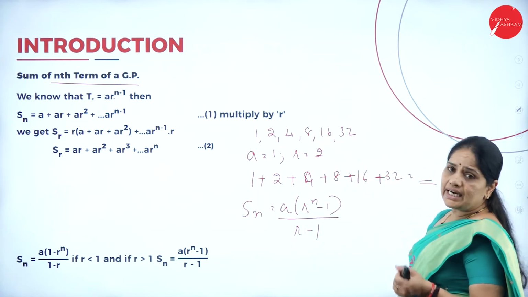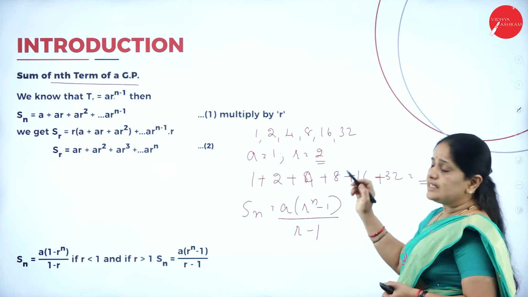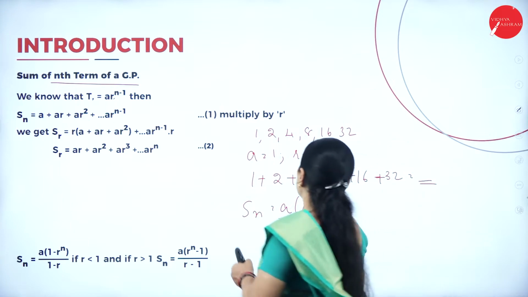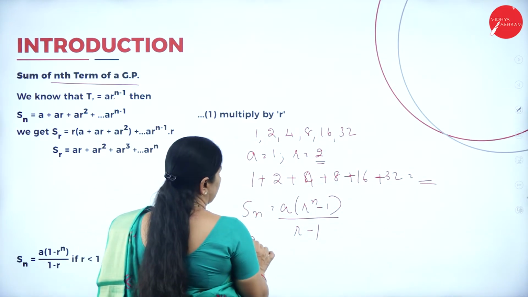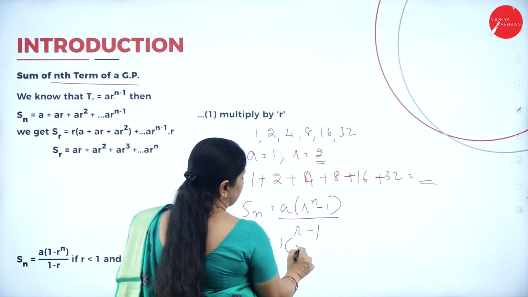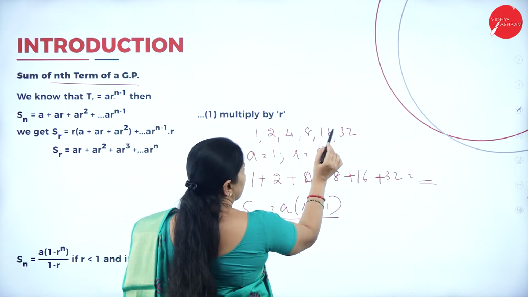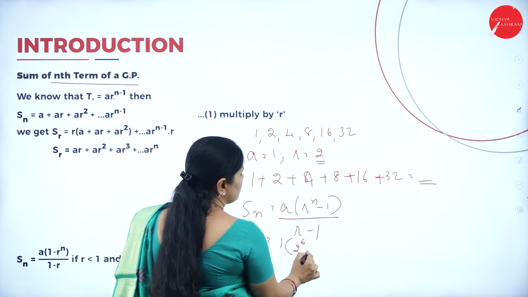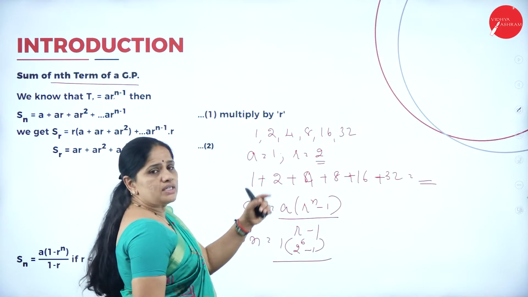So r is greater than 1. If you see here, r is 2, and 2 is greater than 1. So I substitute the values here. Sn will be equal to 1 into r to the power of n. So how many terms are there? 1, 2, 3, 4, 5, 6. So 2 to the power of 6 minus 1, divided by what is r?